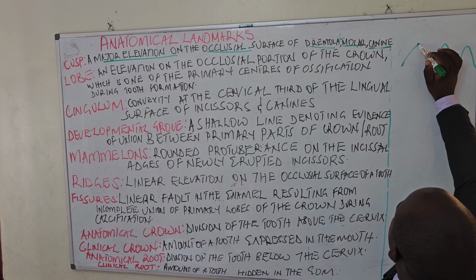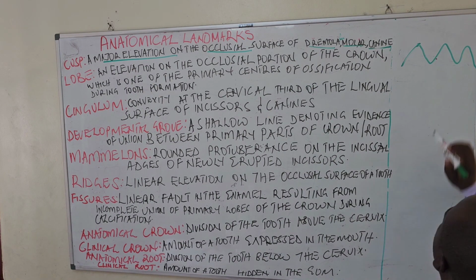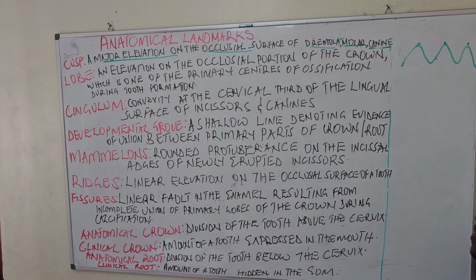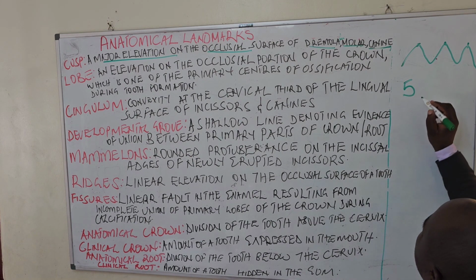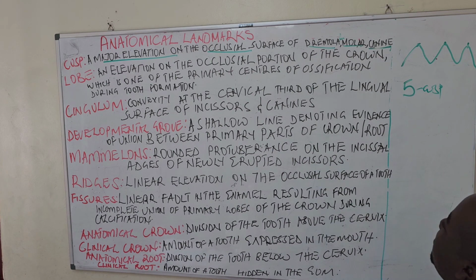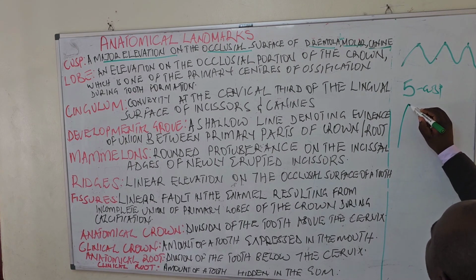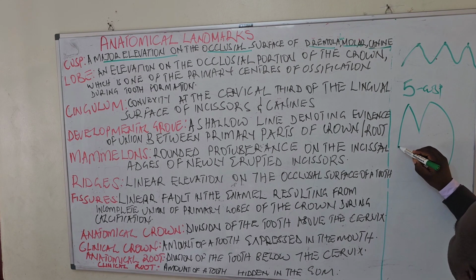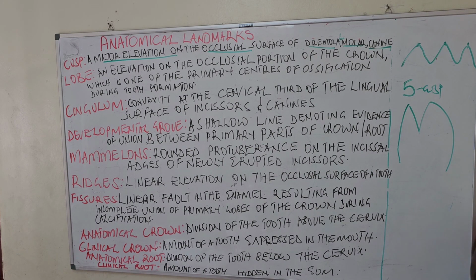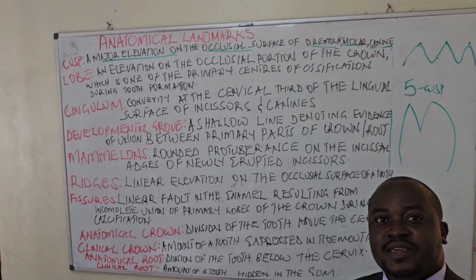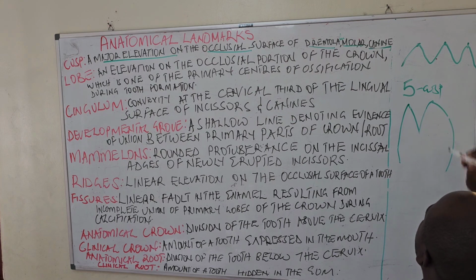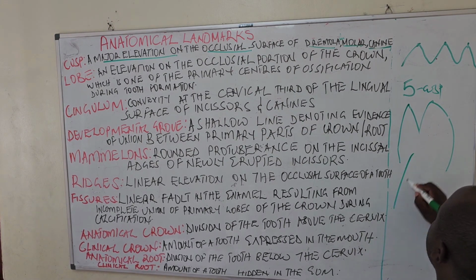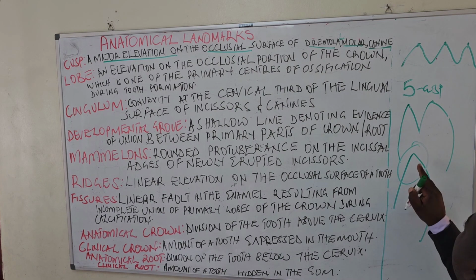So this is a cusp, and this is a cusp, and this is a cusp. So you can identify, for example, I can say the lower molars have 5 cusps. The uppers have 4 cusps. For some teeth, for example a premolar, in some books they will tell you a premolar is a bicuspid. A bicuspid means it has 2 cusps, and a canine is a cuspid because it has only 1 cusp.